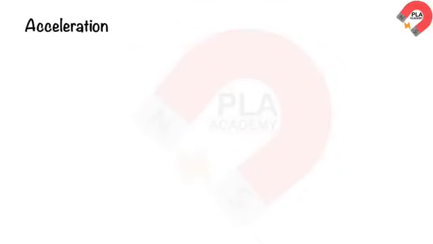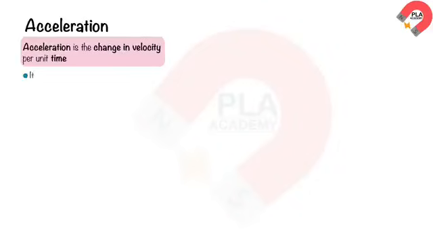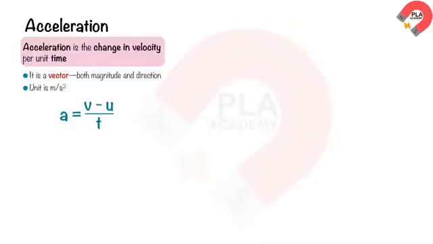Acceleration. Acceleration is the change in velocity per unit time. Acceleration is a vector quantity, which has both magnitude and direction. Its unit is meters per second squared. Therefore, the equation of acceleration is a equals (v minus u) over t.